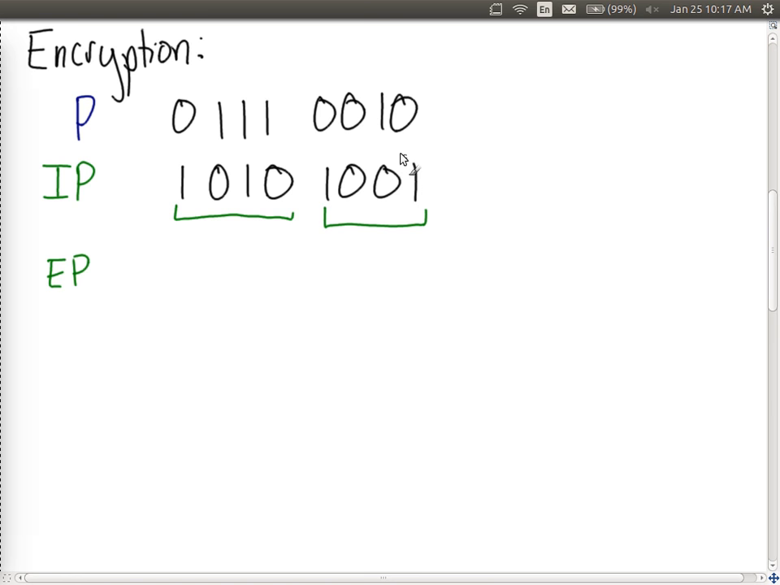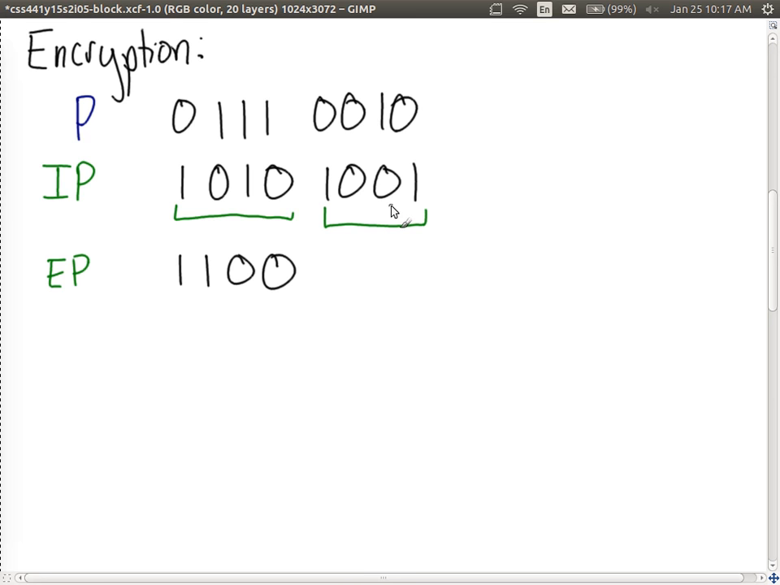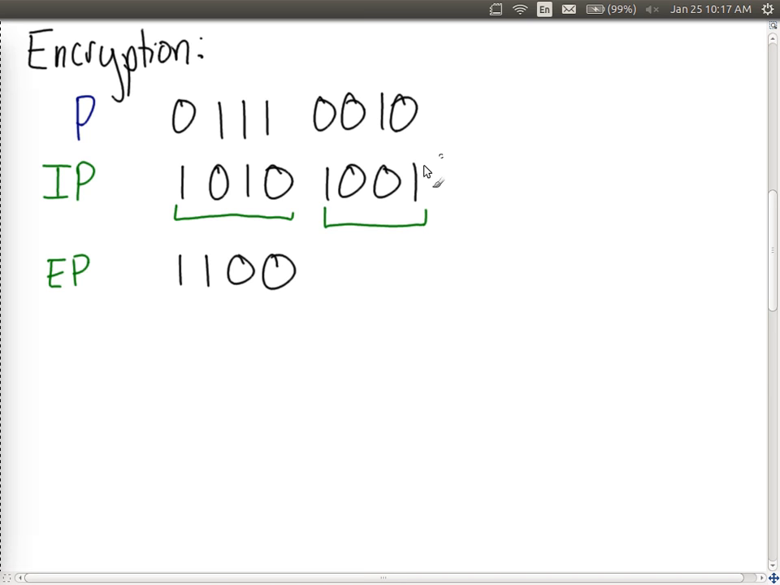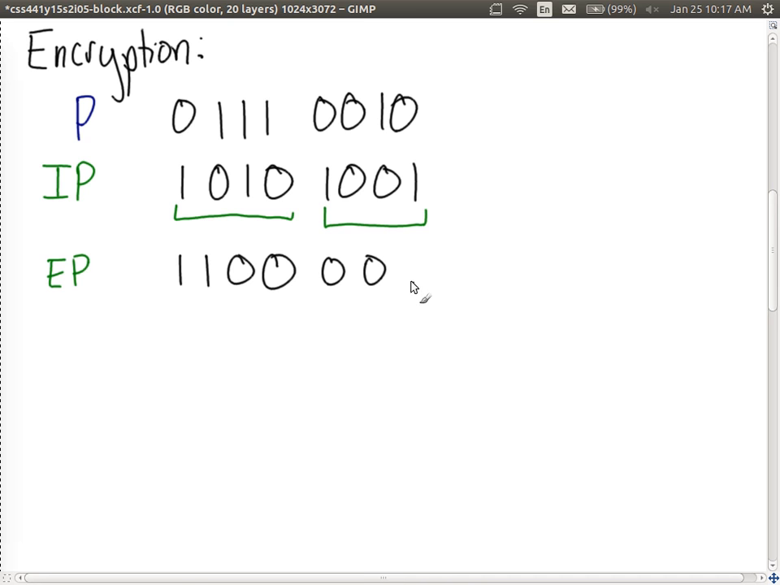1, 2, 3, 4. No, we're working on the right four bits, 1, 0, 0, 1. Bit 4, bit 1. And with those same four bits on the right half, 2, 3, 4, 1, bit 1.